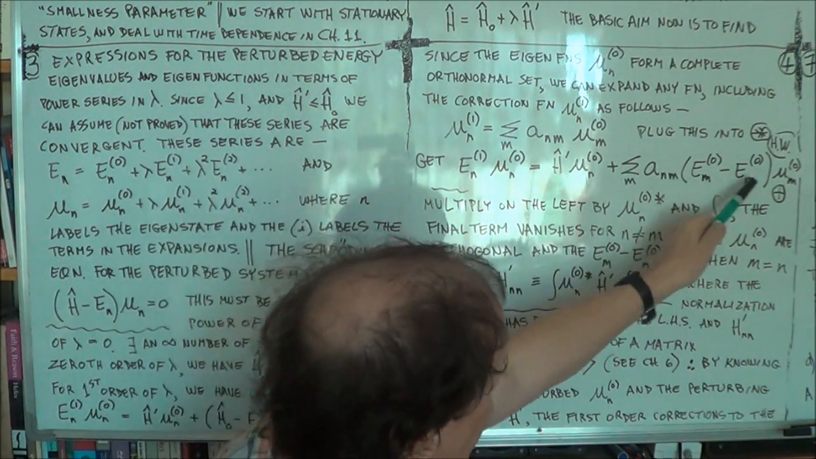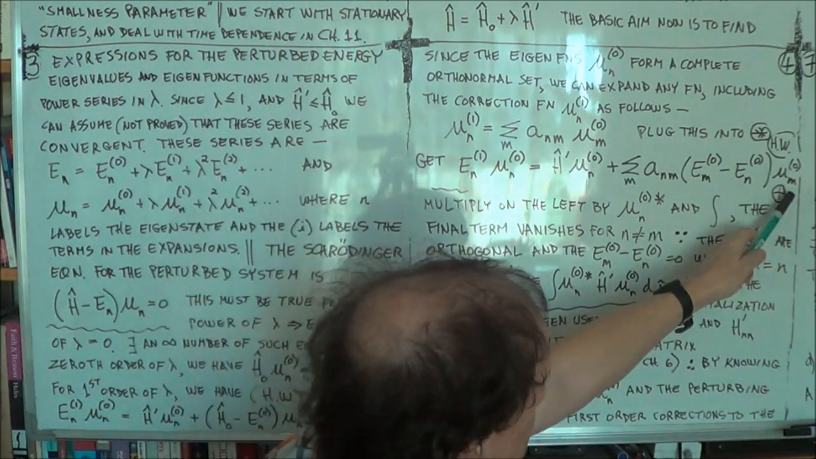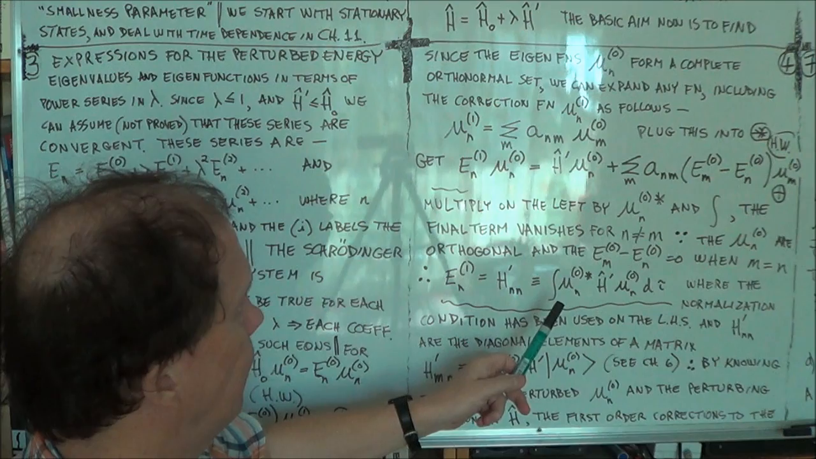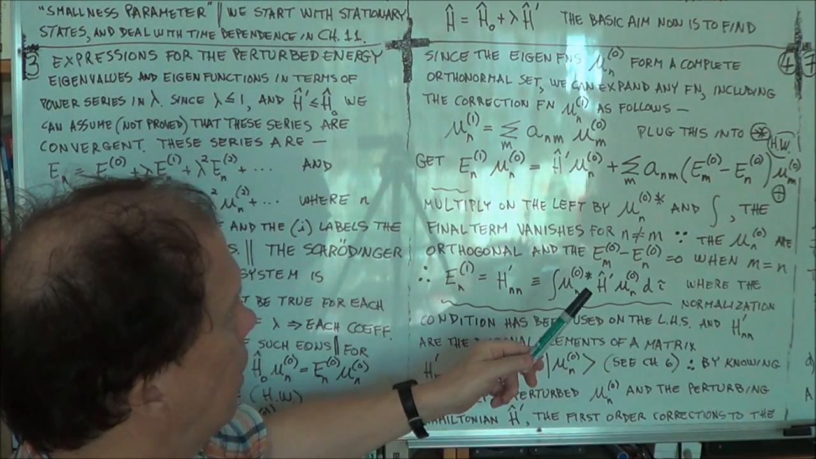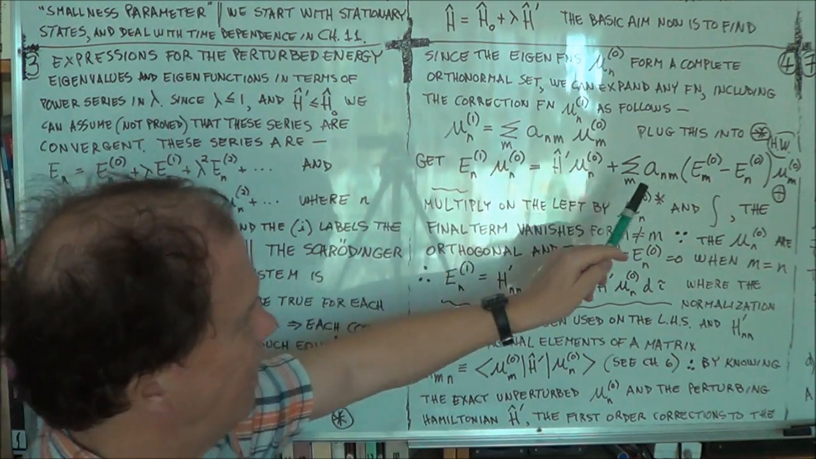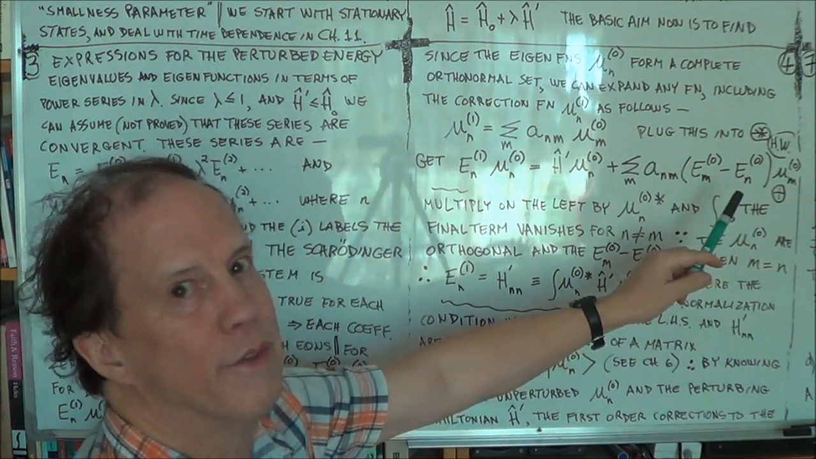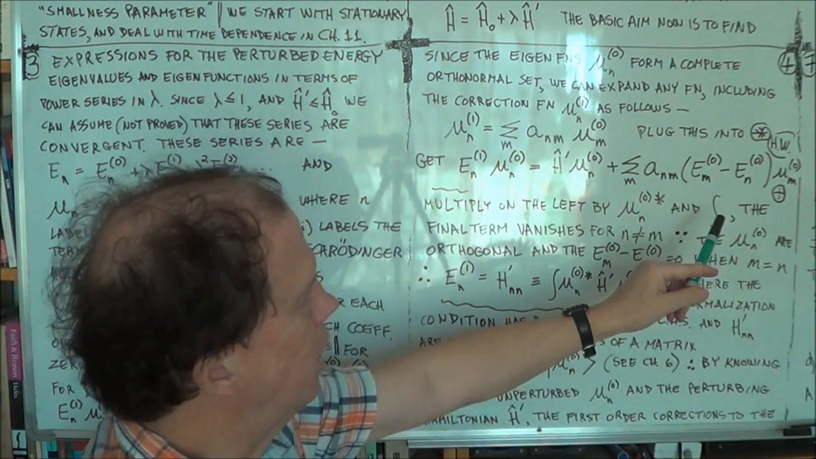Now this term will drop out, remember, when m and n are different, and you just get this. So when you have u_n, and m and n are different, and you integrate, that'll drop out.